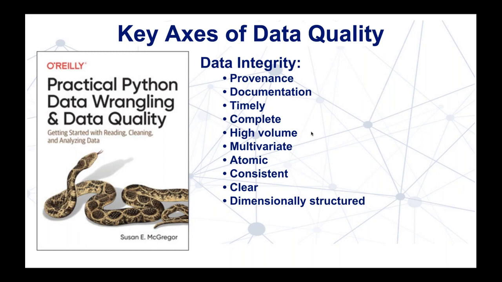Is it clear? Can I understand what's going on? And is it dimensionally structured? So that's going to be thinking about how the different parameters relate to one another. Again, to me, these are all characteristics of what I think of as the data set itself. These are things that we can usually evaluate by looking at the data directly, maybe some metadata and documentation. But most of the time we can figure this out just with the data set itself.